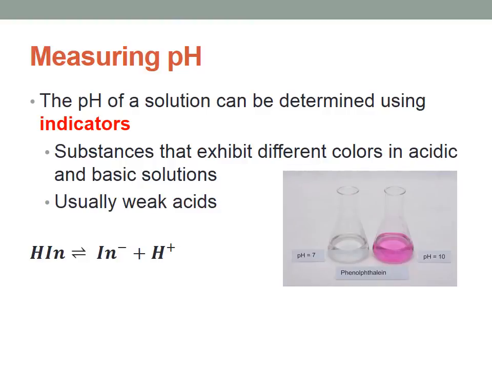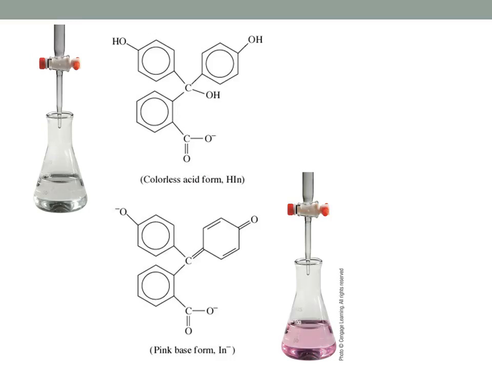Here we can see phenolphthalein at different pHs. At a pH of 7, it's colorless. At a pH of 10, it's pink. Or you see methyl orange: at a pH of 2, it's light pink or slightly red, and at a pH of 7, it is orange. So at different pHs, the indicators exhibit different colors. Here we can see our indicator colorless in its acidic form, or pink in its basic form. That's just showing us how the structure changes, what it looks like in the different forms, when it's colorless or pink.